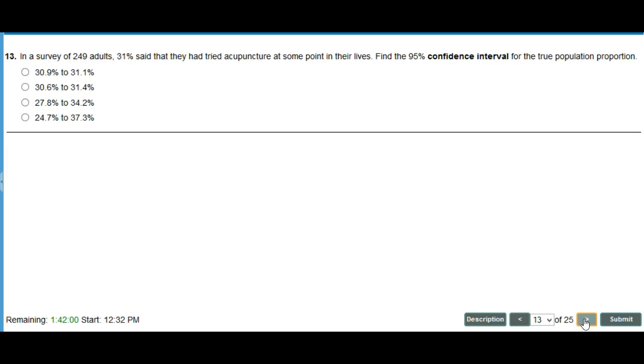Question 13. In a survey of 249 adults, 31% said they had tried acupuncture at some point in their lives. Find the 95% confidence interval for the true population proportion.